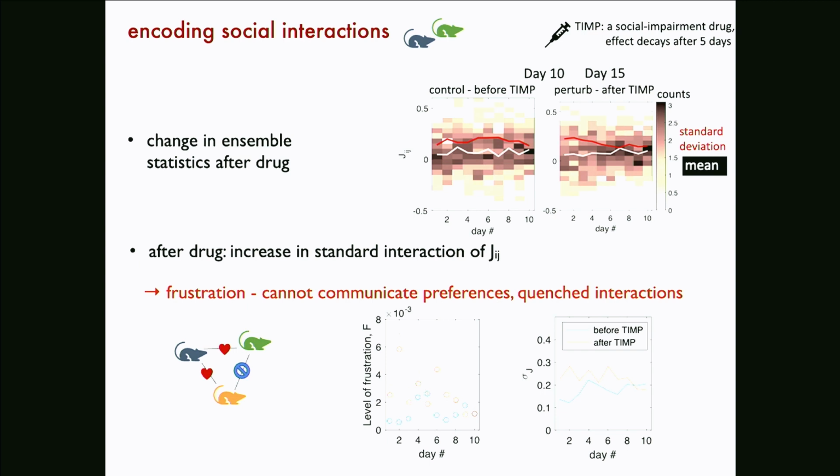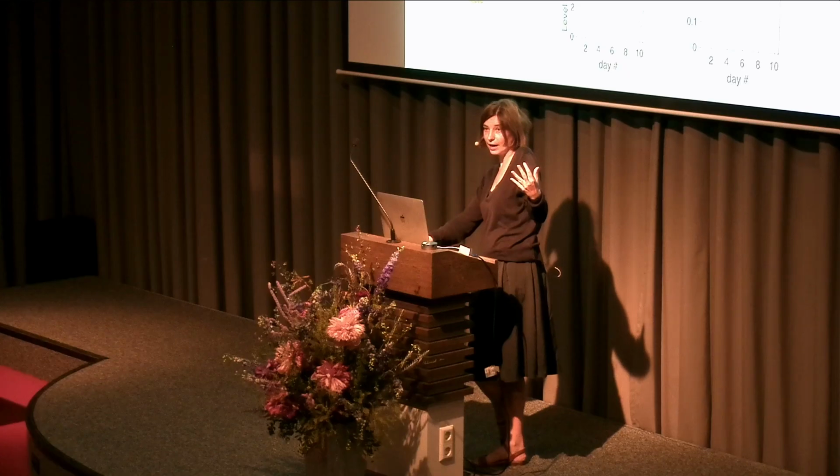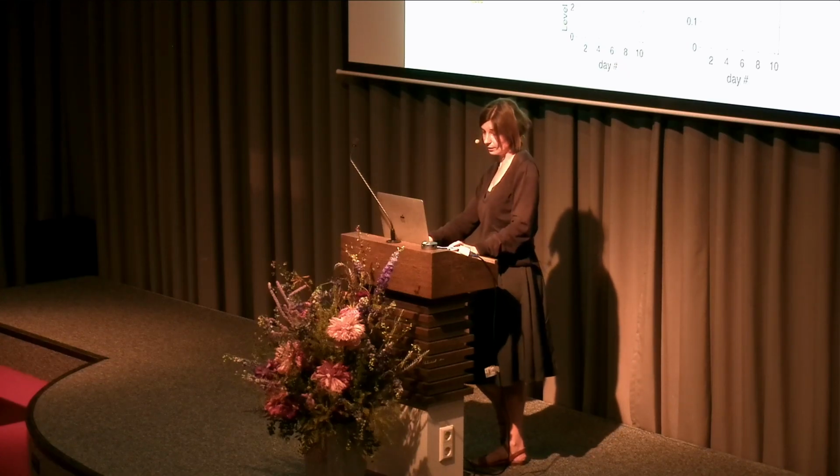And what happens is that the mice still have preferences for different mice. It's just they're not able to communicate these preferences. So we measured the level of frustration as a function of day, and we see that within these 5 days when the drug is administered, they're much more frustrated than later when the drug stops working. So what it shows you is that they're socially impaired, but they're not autistic. They want to interact, but they're not able to communicate the interaction.